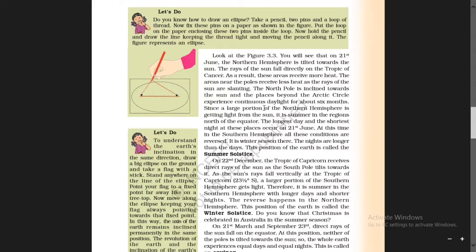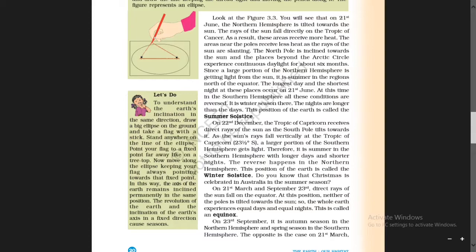Since a large portion of the northern hemisphere is getting light from the sun, it is summer in the regions north of the equator. So it is the summer season in the regions north of the equator.